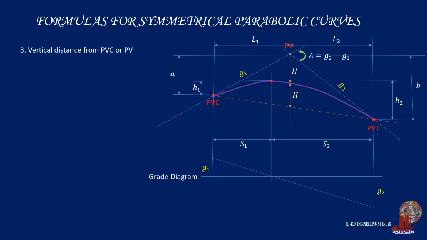The vertical distance of PVC to the summit is H1. PVT to the summit is H2. These two parameters can be derived using the area of the grade diagram. Since we have a triangle, we can take the area as half of the base multiplied by the height. So H1 is equal to half of S1 multiplied by G1, and H2 is derived the same way.